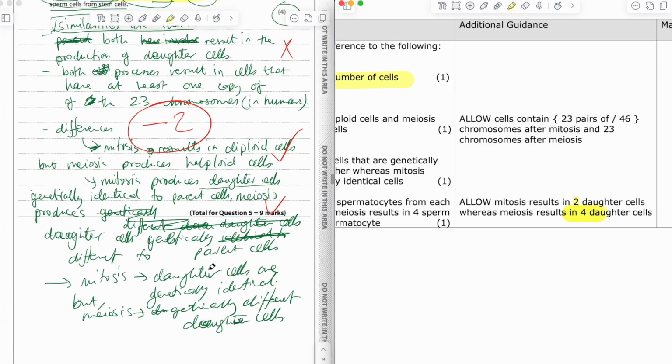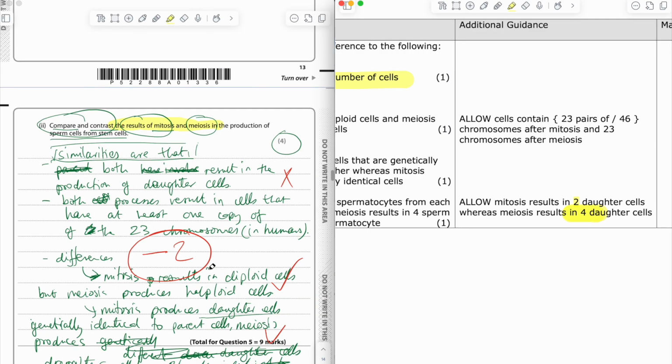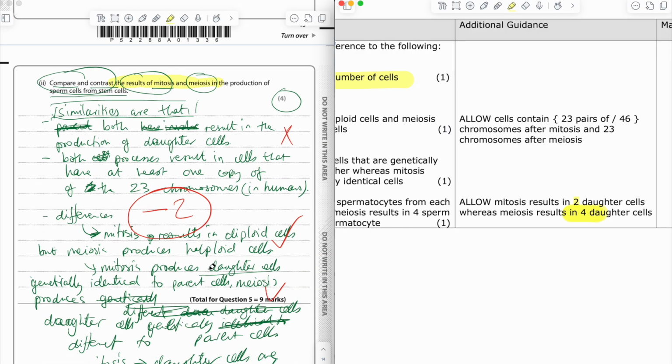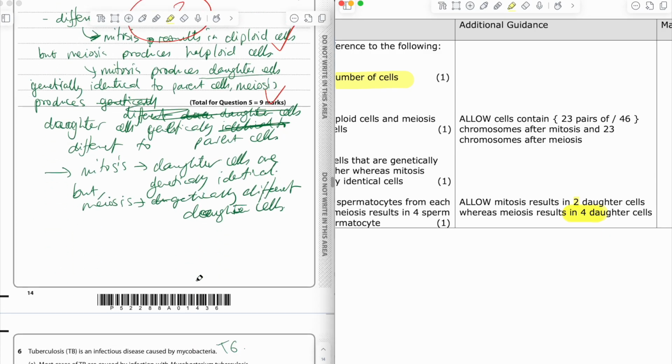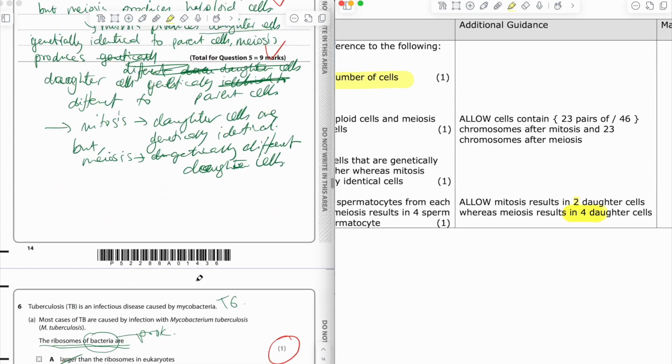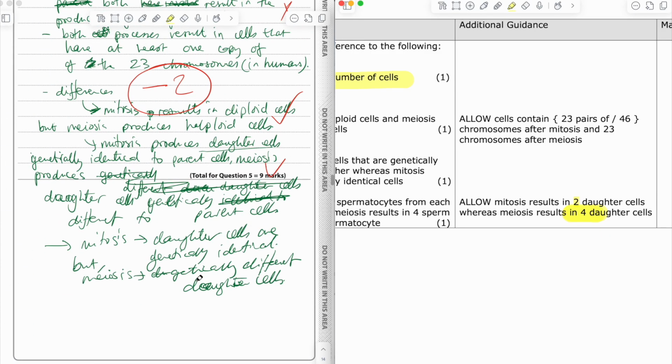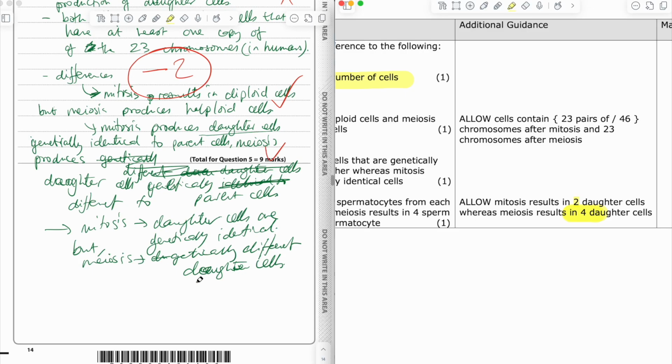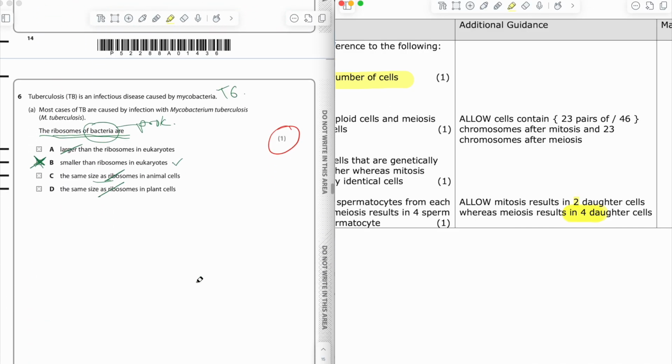Do excuse my handwriting. I would advise you to write better than I am. It's just that I'm using a small iPad, and so my handwriting doesn't come out as it would on the page. At least I have that excuse.